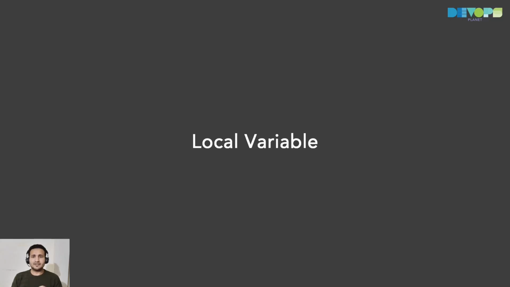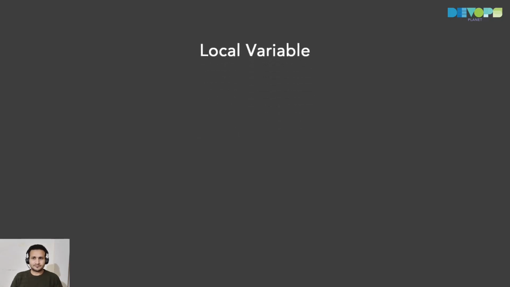You don't have to declare the variable in a local variable. You don't have to define the type. With the help of a local variable, you can directly assign the value of your variable. And why are we using it? When we do have the variable, then why do we need the local variable? So let's have a look at why we need the local variable.